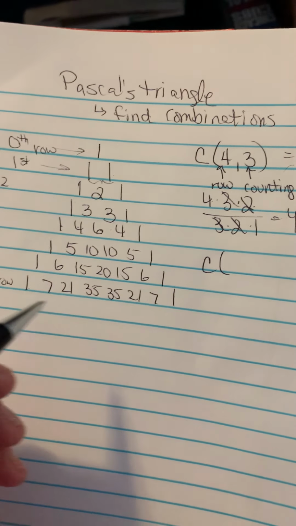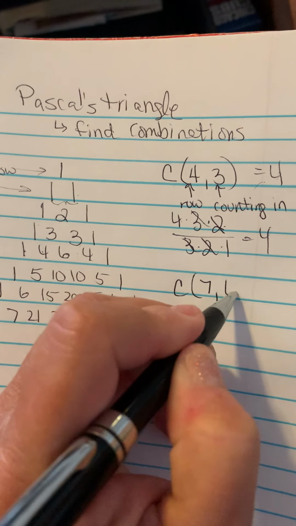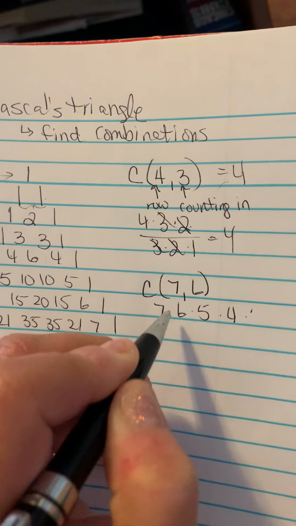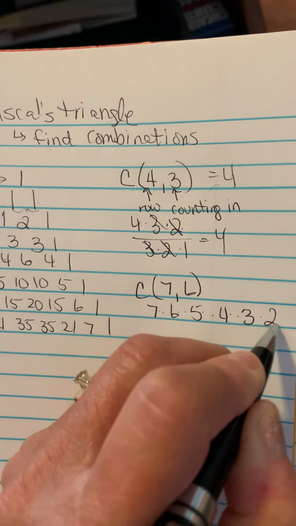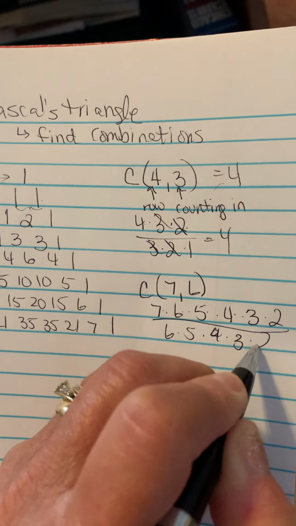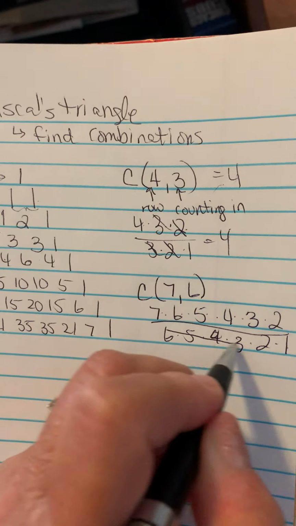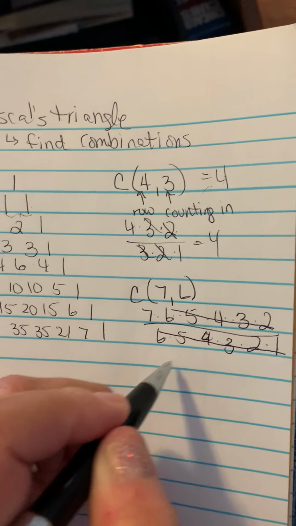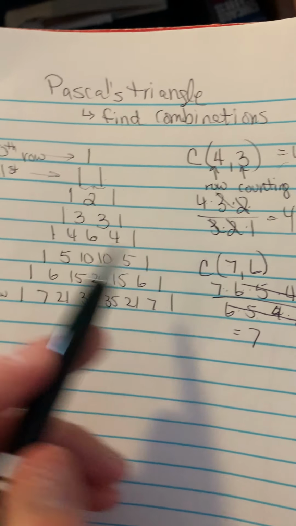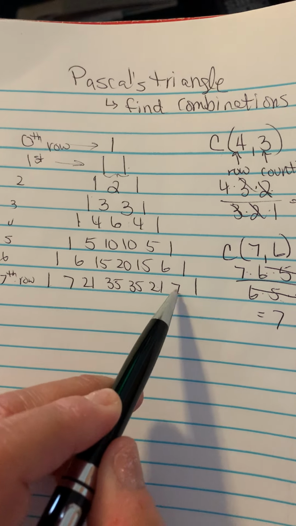So how about 7 things taking 6 at a time? Well, this is going the long way, 7 times 6 times 5 times 4 times 3 times 2 over 6 factorial. This one actually isn't too tough because the 6, 5, 4, 3, 2, 1 would all cancel, and the answer would be 7. But it took me a few seconds to do that. If I go to the 7th row and I count in 6, 1, 2, 3, 4, 5, 6, there's the answer.